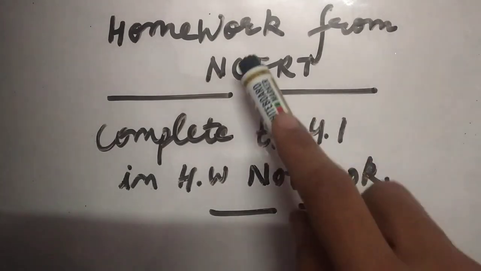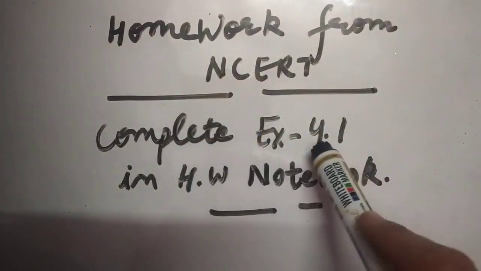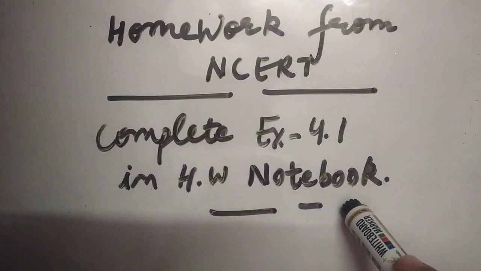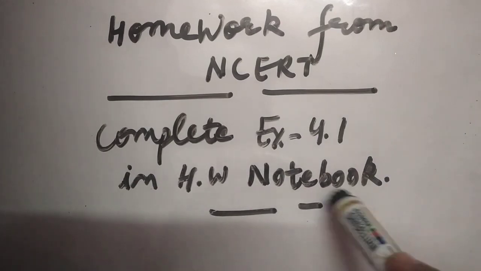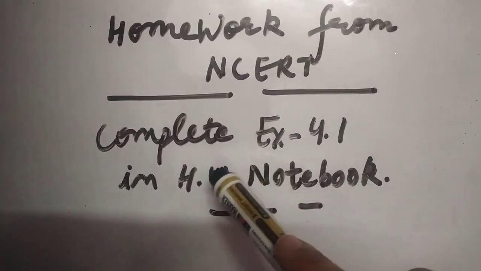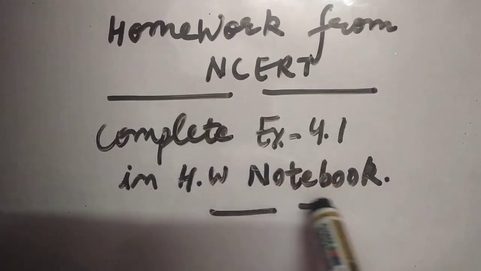Now it's time for the homework. So dear children, you are supposed to complete exercise 4.1 in your homework notebooks. I hope with the help of the concepts taught in this lecture, you will be capable enough to make the constructions of quadrilaterals. And firstly, you are supposed to make the rough sketch in every question, and then after the final sketch, steps of constructions are also required. So you are supposed to write that also and complete this exercise 4.1 in your homework notebook.